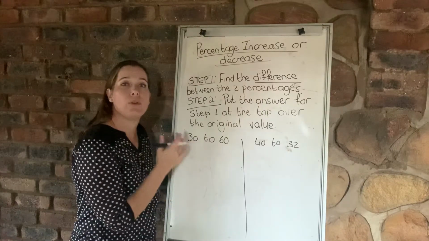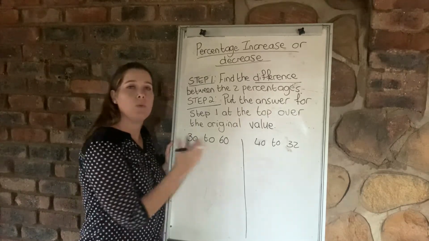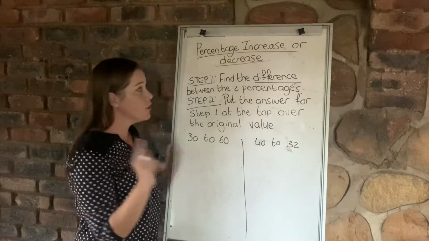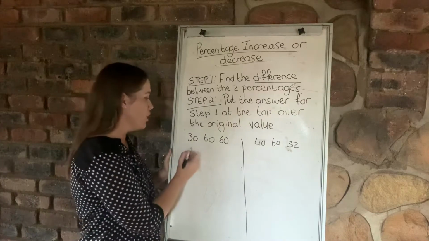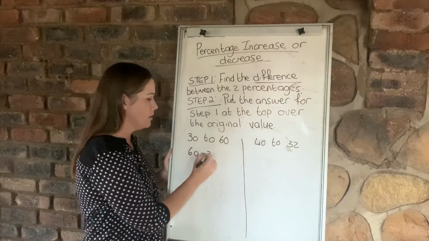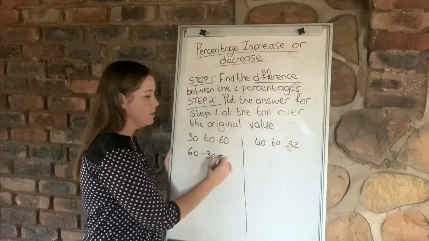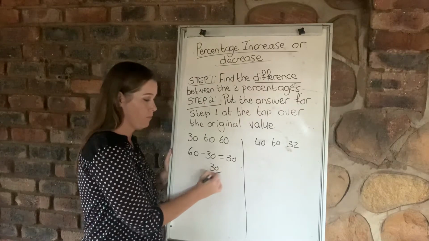We want to know something increased from 30 to 60. We want to know, did it increase or decrease, and by what percentage? So the first step is to find the difference. Remember, difference is subtract. So we say 60 minus 30. We always take the big one minus the small one. 60 minus 30 is 30. Now this answer is the top of your fraction.